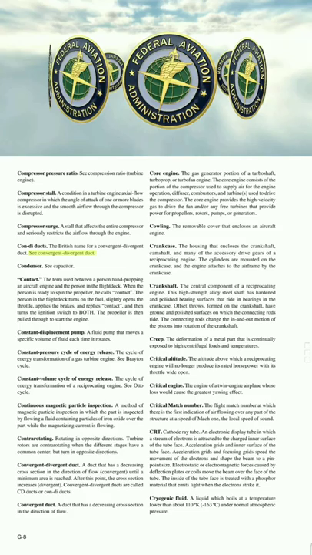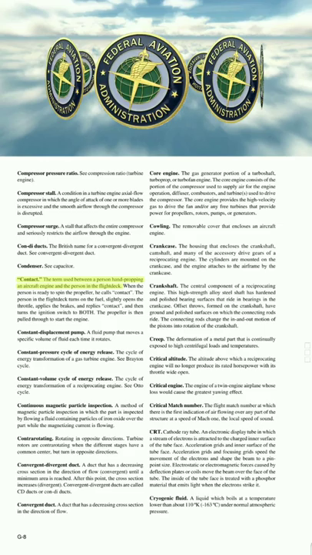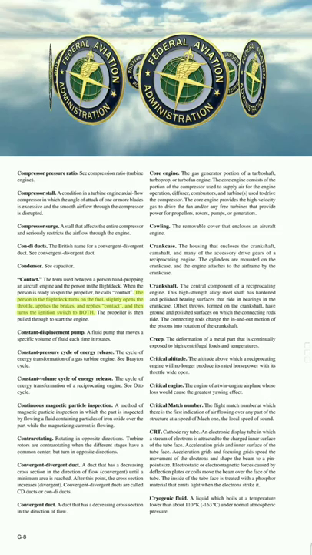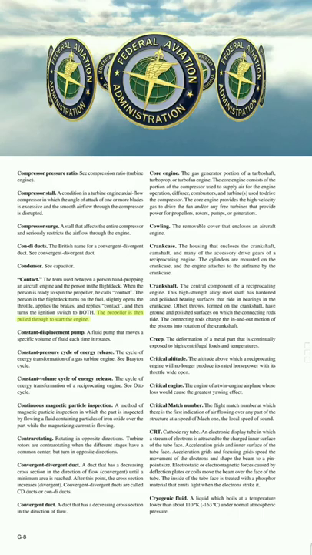Contact. The term used between a person hand-propping an aircraft engine and the person in the flight deck. When the person is ready to spin the propeller, he calls contact. The person in the flight deck turns on the fuel, slightly opens the throttle, applies the brakes, and replies contact, and then turns the ignition switch to both. The propeller is then pulled through to start the engine.